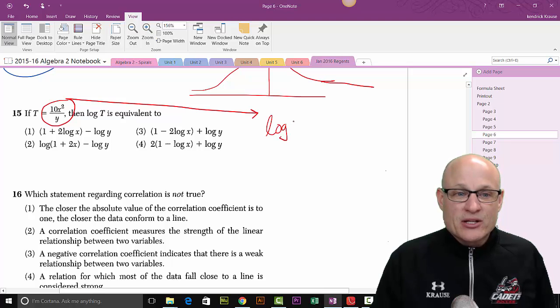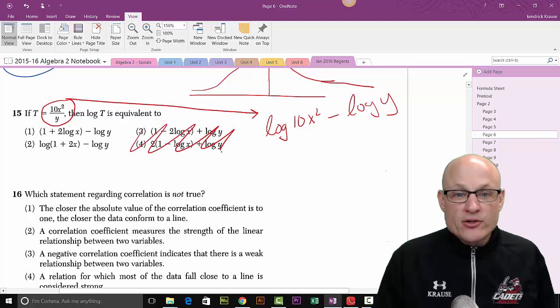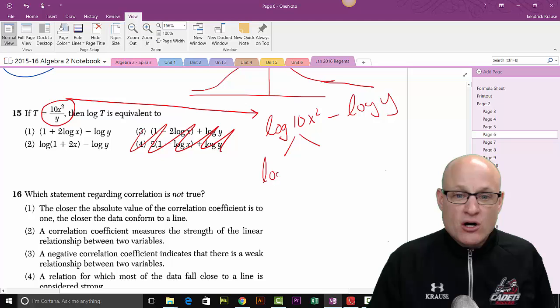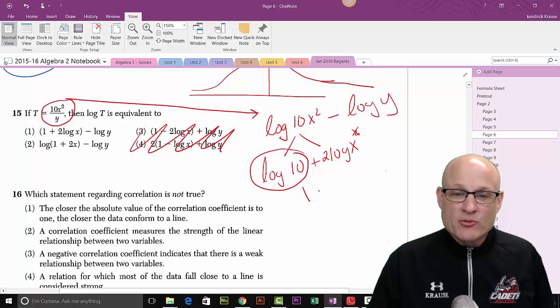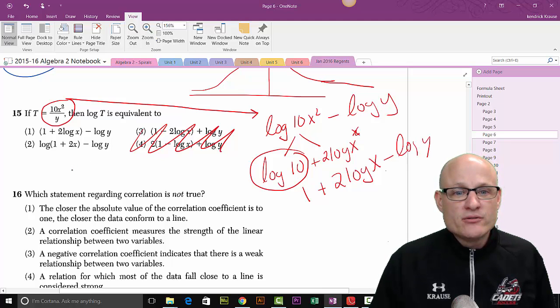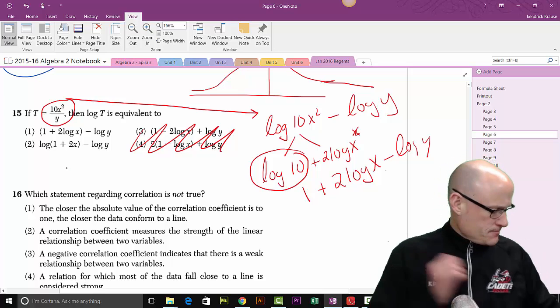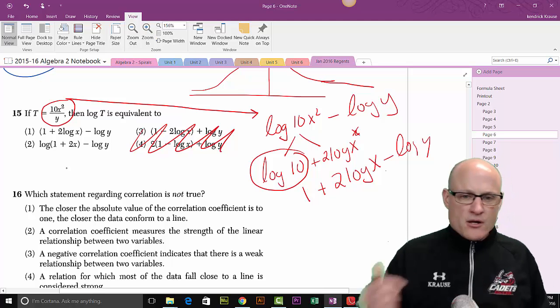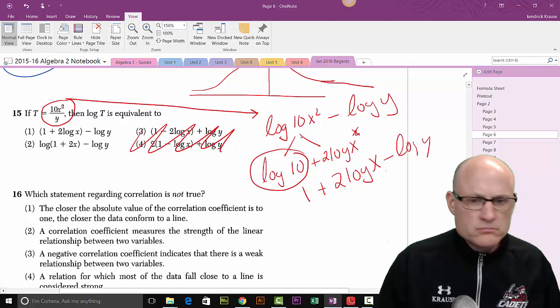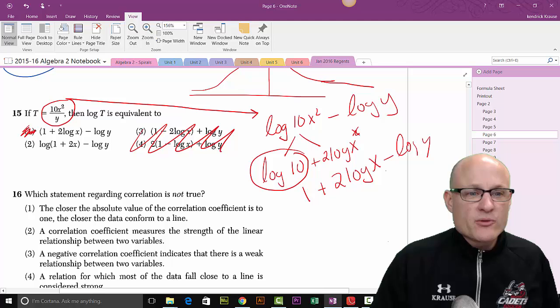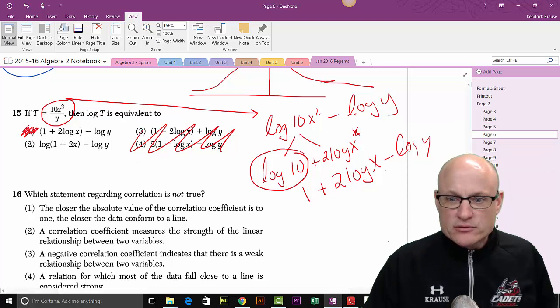So when we split this, it's going to be log of 10x squared minus the log of y. Then we're going to split this up into log of 10 plus log of x squared, but we don't put squareds there. We put them out front. However, the log of 10 is 1. So this becomes 1 plus 2 log x minus log y, which is choice 1. For some reason, when I looked down at my answer key, I thought it said choice 3. I'm like, it can't be choice 3. That's a stupid answer.